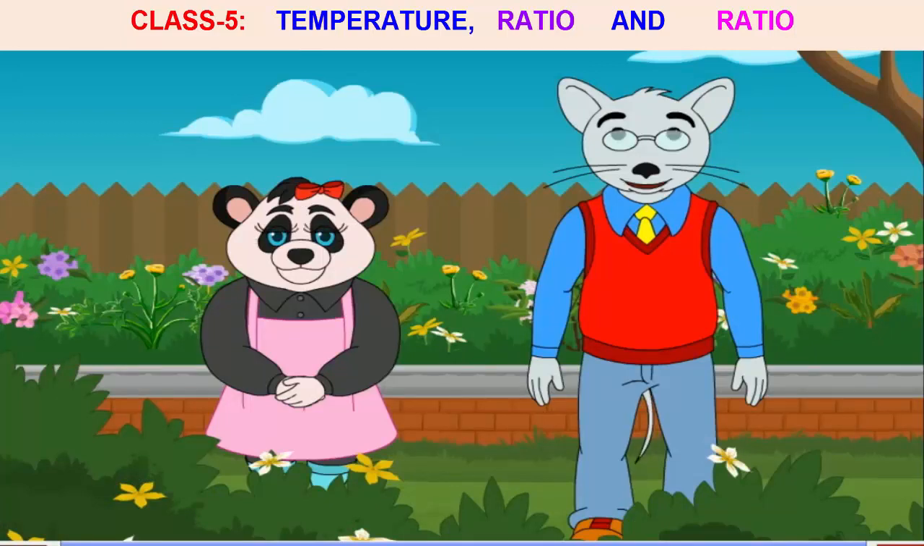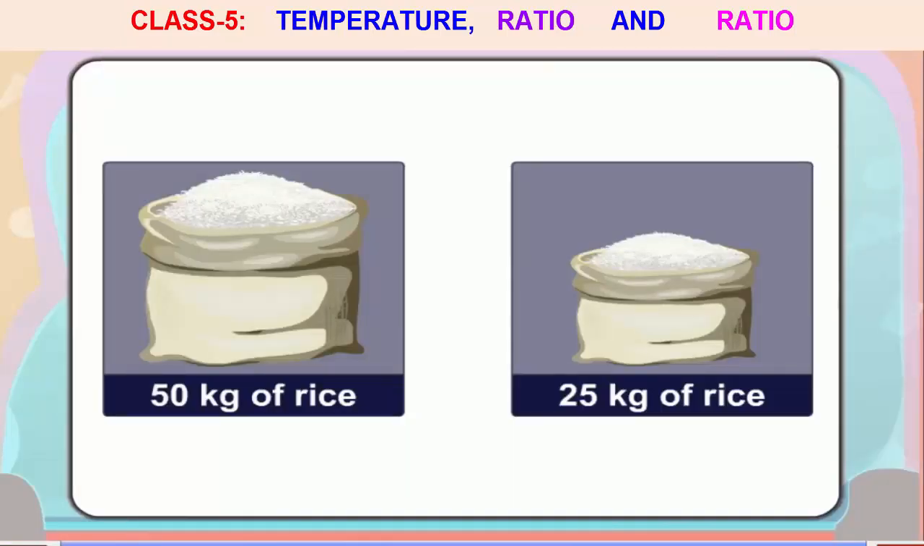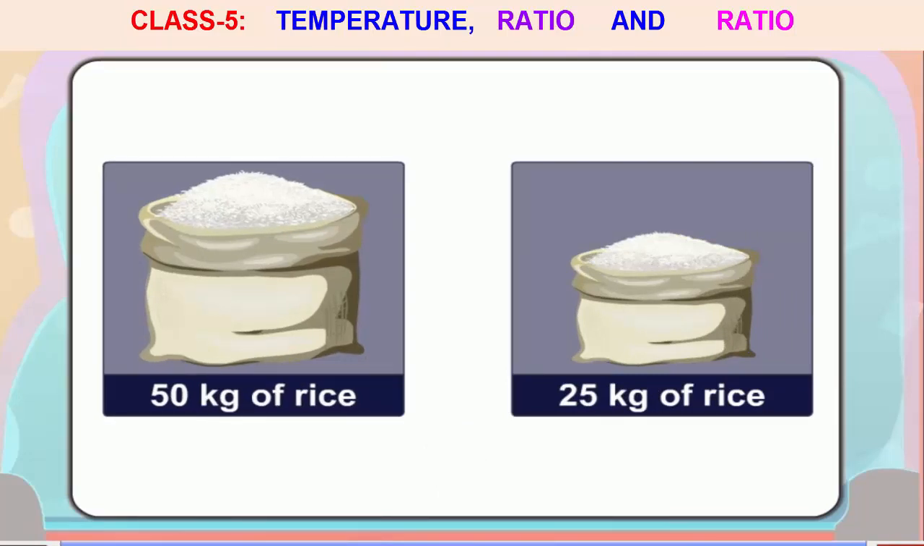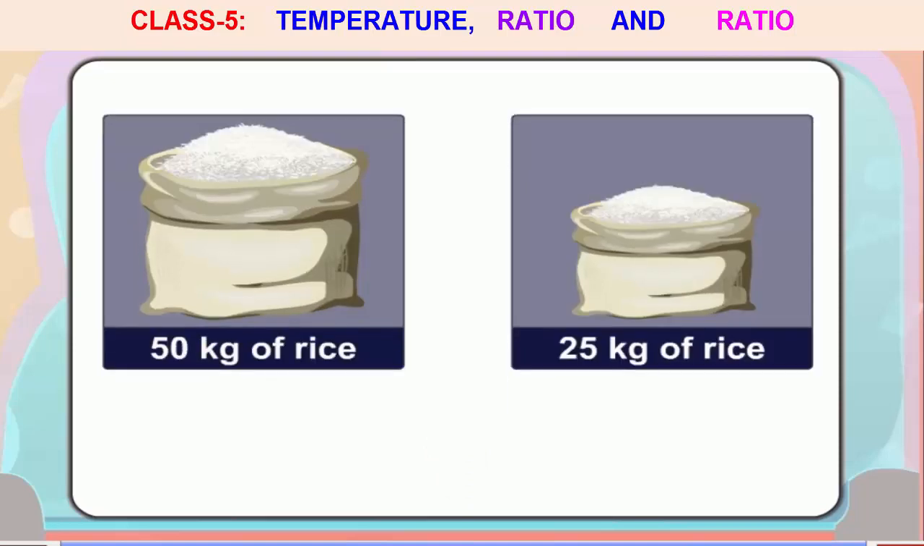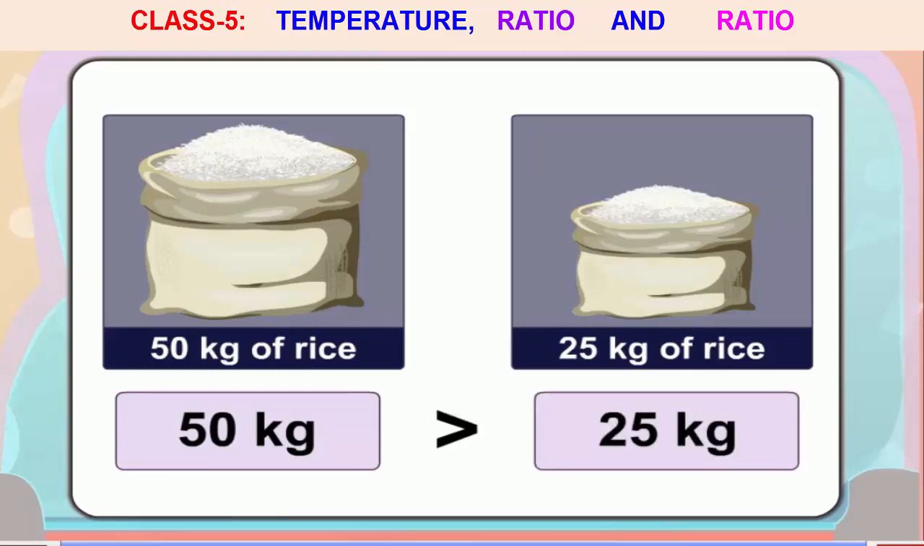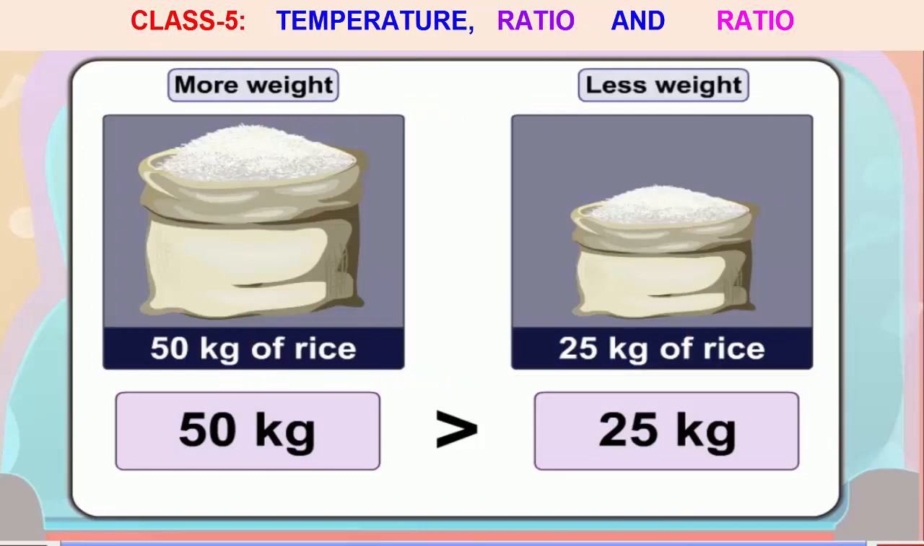You all know how to compare two numbers, don't you? Now look here. Here we have a sack of rice weighing 25 kilograms and another sack of rice that weighs 50 kilograms. Now, can you tell which of these two sacks has more weight? Yes, 50 kilograms is more than 25 kilograms in weight. So here, this sack weighing 50 kilograms has more weight than the sack weighing 25 kilograms.